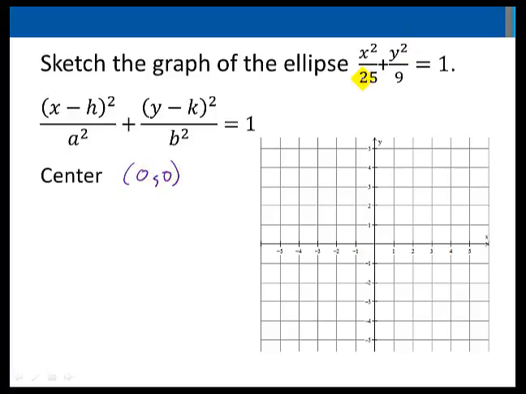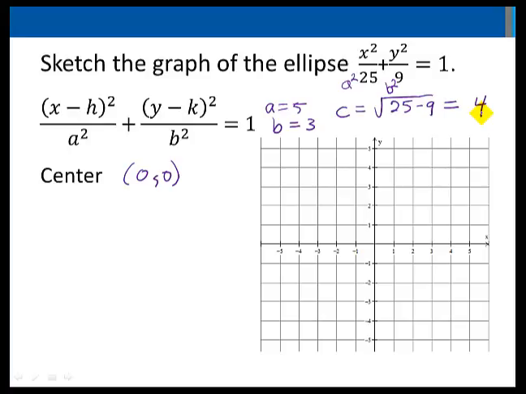I see that a squared here is equal to 25, b squared equals 9, which tells me that a equals 5, b equals 3, and it also tells me that c is going to equal the square root of 25 minus 9, which will be equal to the square root of 16 or 4.